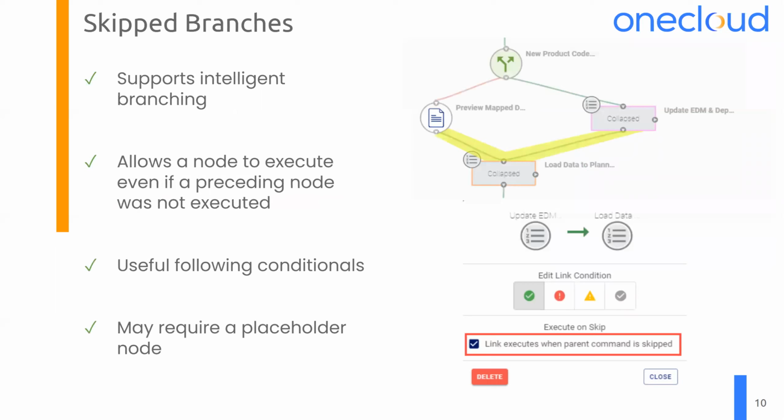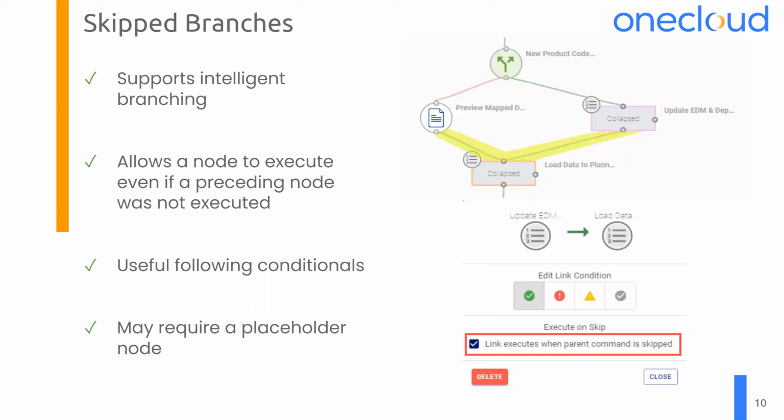The next feature that we're going to go through is skipped branches. For those of you familiar with the studio, you connect all these different nodes together using branches, and those branches have conditions. So you could only want a command to run if the previous command failed, or it succeeded, or there was a warning. But sometimes you want the subsequent commands to actually be able to run even if the command before it didn't run at all. So you'll notice a new option when editing a link condition, and it's 'link executes when the parent command is skipped.' So regardless of whether or not the command before it ran, you'll actually be able to continue down the graph of the chain and continue executing commands.